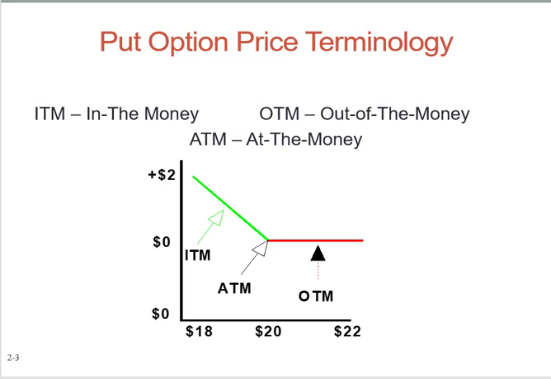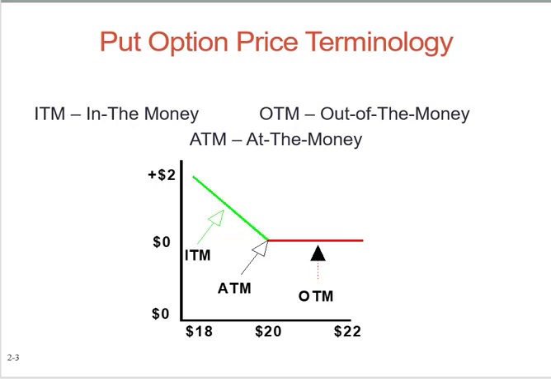Just for labels, so we have that flat portion where you'd be losing money if you exercise the option, and therefore you don't exercise it. We say that's the portion of the intrinsic value line. That line, the shape is called the intrinsic value line. The green and the red line combined is an intrinsic value line. And we say it's out of the money.